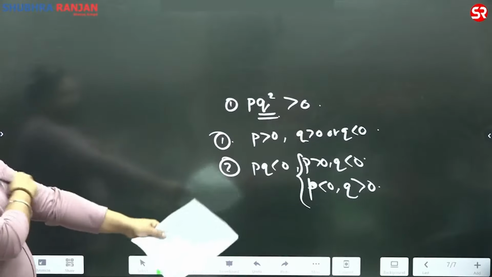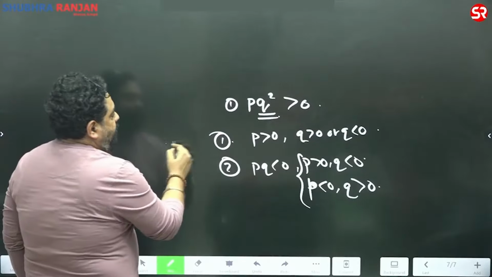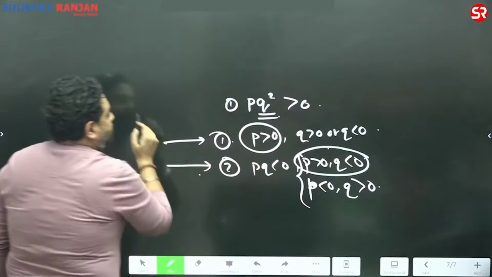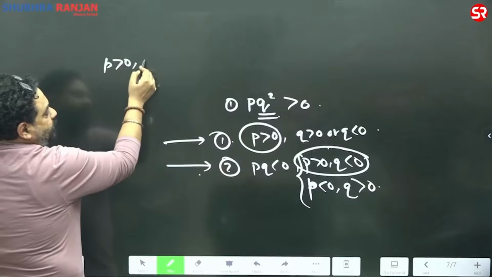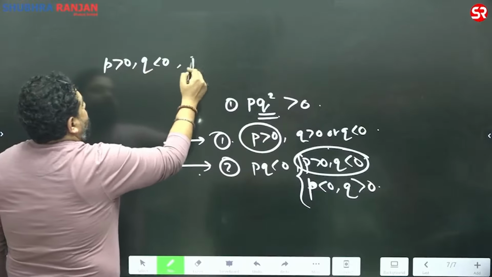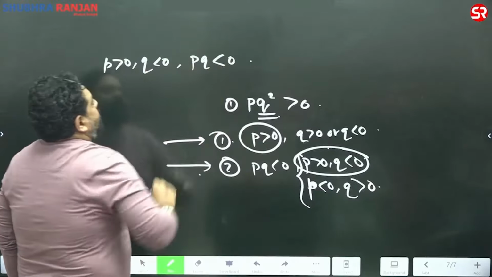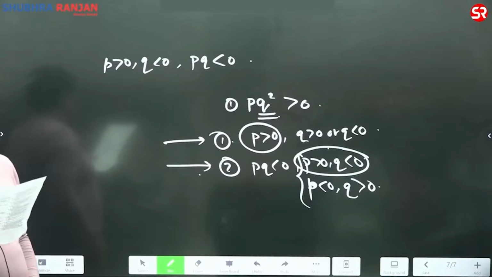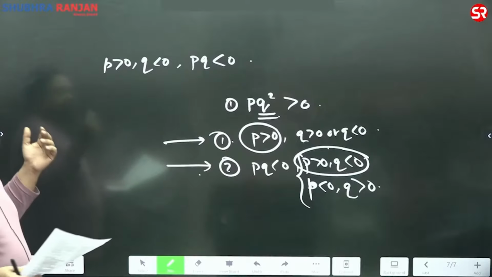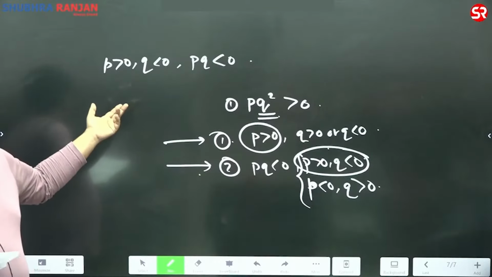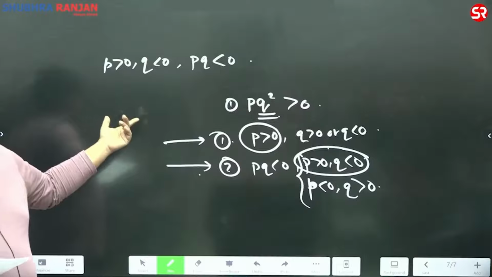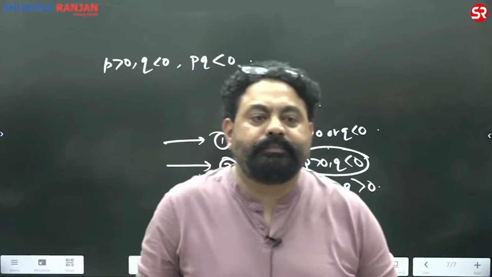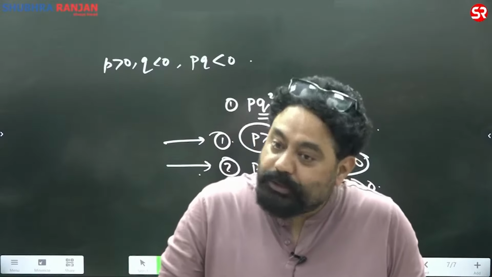Okay, if we combine both, P is positive, which means this would be coming out. Which means P is positive, Q is negative, P into Q is negative. So what was the question? Is P or Q or both negative? No. 3 is the answer. Answer is 3. No, this is a good question actually. It's a good question.